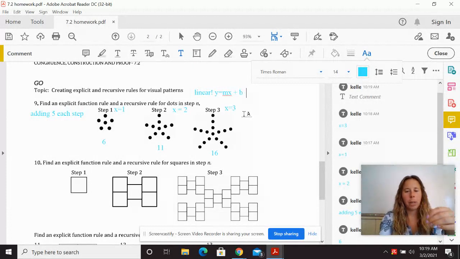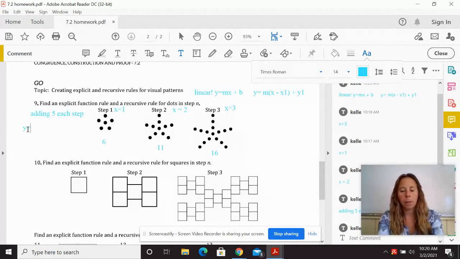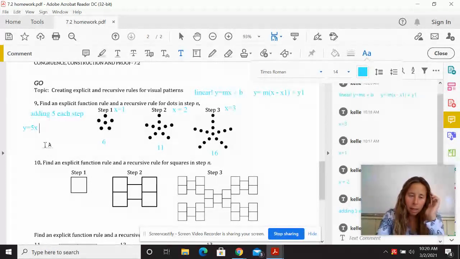Okay, you could also write it in point slope form. y equals slope, x minus x1. Okay. So regardless, we know the slope. The slope is 5. We're increasing by 5 each time. That's our rate of change. So if I do y equals mx plus b, it's going to be y equals 5x. I don't know my y-intercept. It's not given to me.